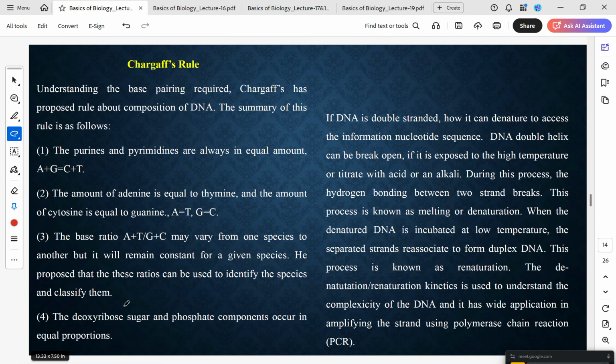Okay. So, based on these base pairings, Chargaff has proposed a rule about the composition of DNA. The purines and pyrimidines are always equal in amount. So, the amount of A plus G is always going to be equal to the amount of C plus T.